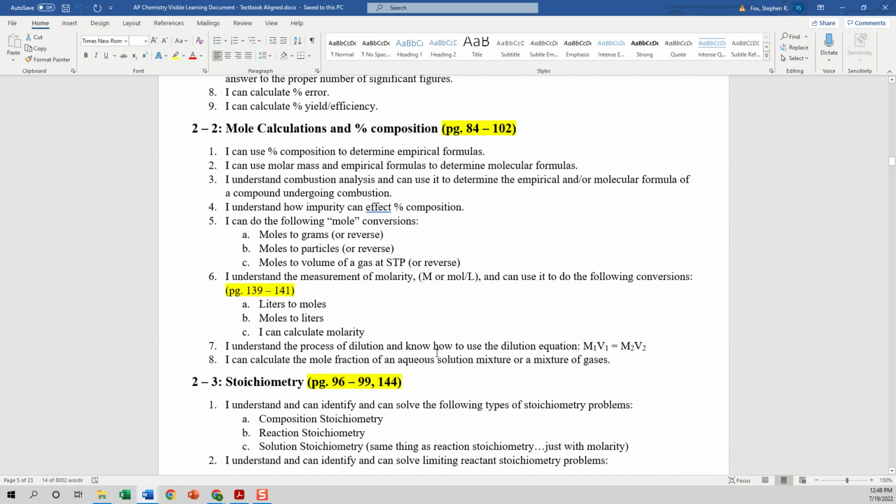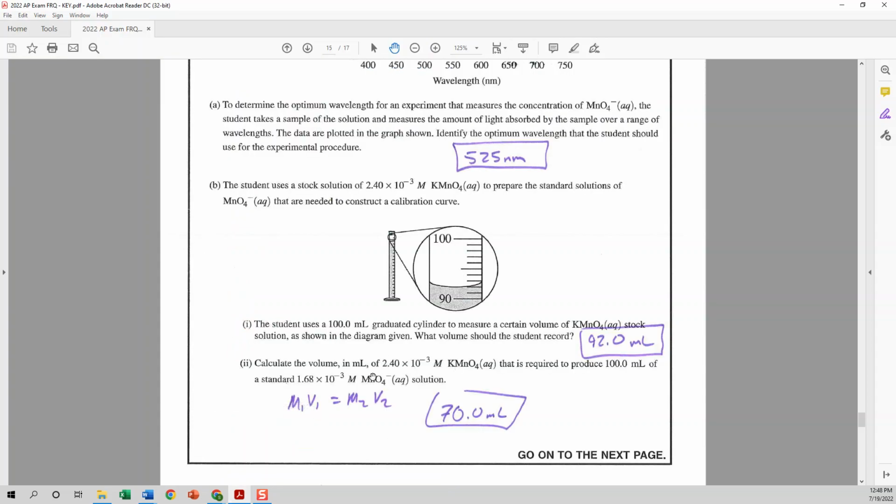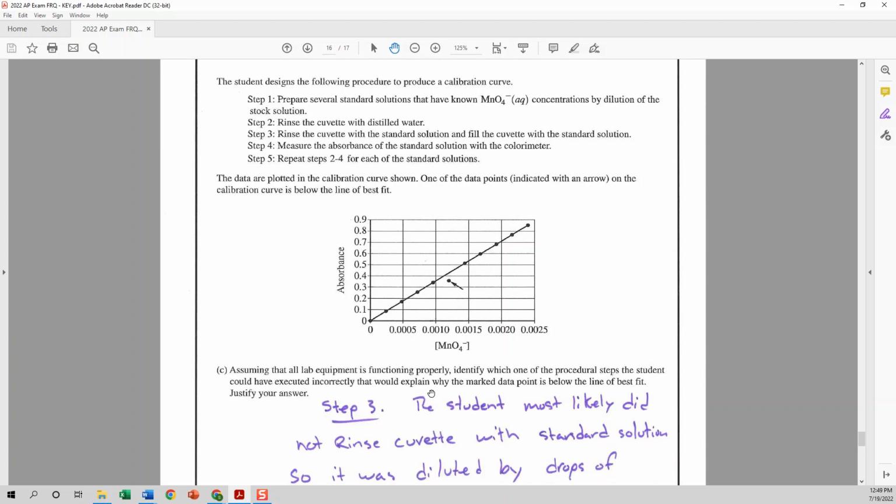And it's, I understand the process of dilution and know how to use the dilution equation. There we go. All right, so we'd have to understand that this is M1 and this is V2. This is our final volume, and this is M2. So what we're really solving for is V1 here. So we plug that number in here, we plug 100 in there, and we're solving for V1. So if we take 70 milliliters of this solution and we add distilled water to it so that it reaches a volume of 100 milliliters, now our new molarity is going to be 1.68. Okay, so that's what we did there. So dilution.